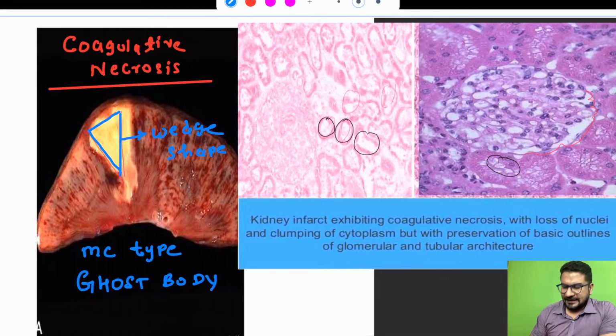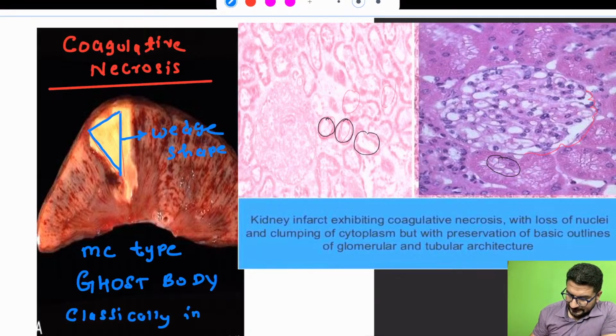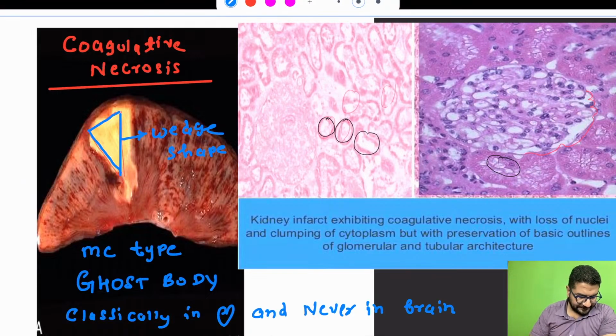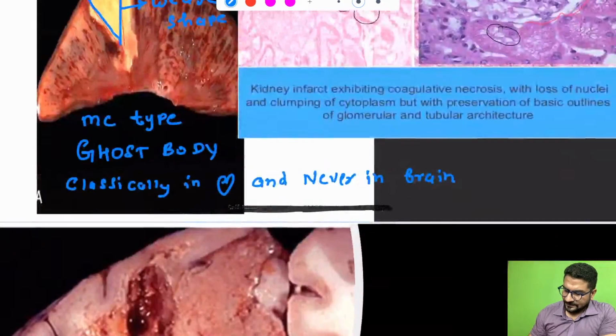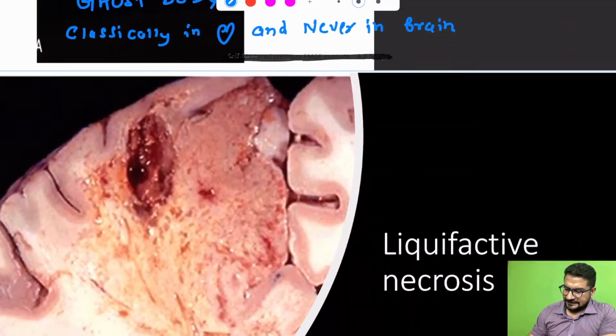This is the most common type of necrosis, and this is seen in most of the organs. It is classically seen in heart, and this is something which you will never see where? Never in brain. It is never seen in brain. Done? Okay, moving to the next type of necrosis.